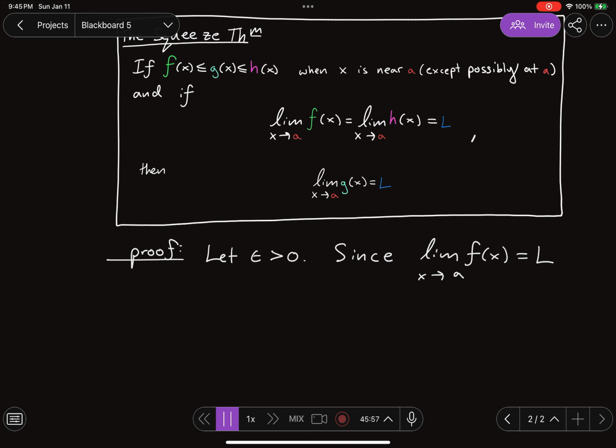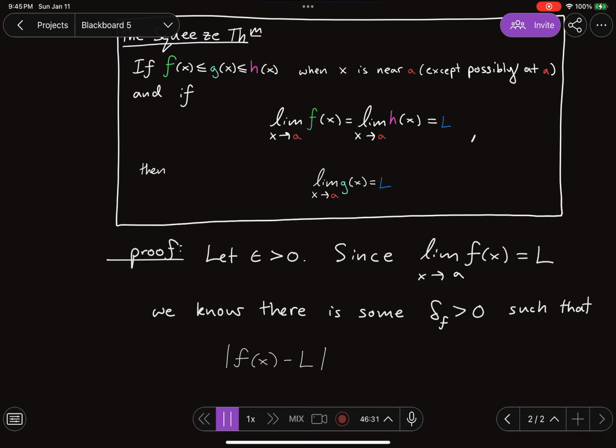So one of the things I have assumed to be true, or that I have for free, is that the limit as x approaches a of f of x is equal to L. That's what I'm saying. Since the limit of f of x as x approaches a is equal to L, what that means is, by definition, we know there exists some delta, I'll call it delta f, bigger than 0, such that the absolute value of f of x minus L is less than epsilon whenever 0 is less than the absolute value of x minus a, which is less than delta f.